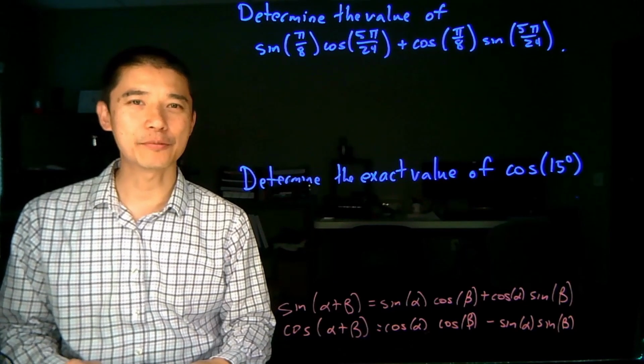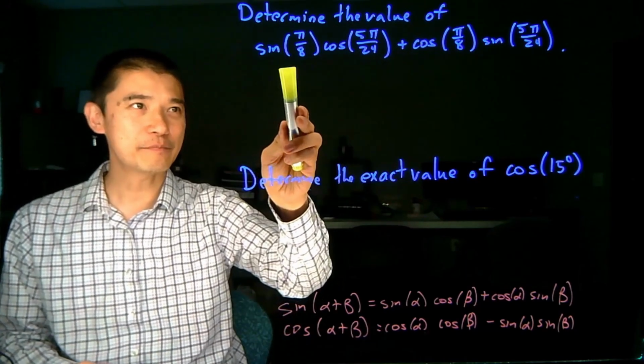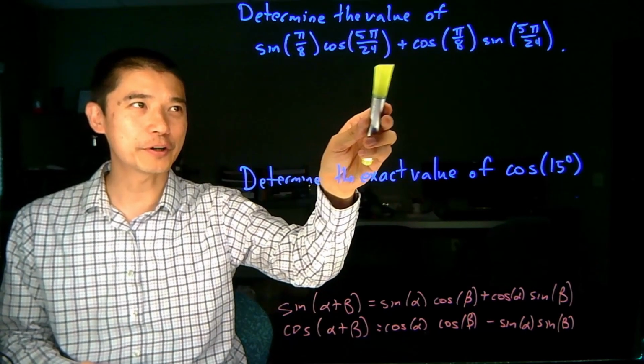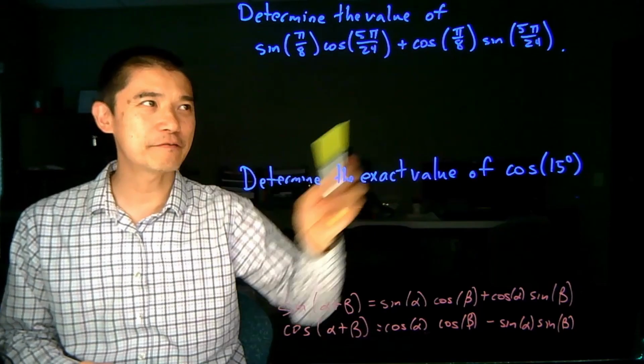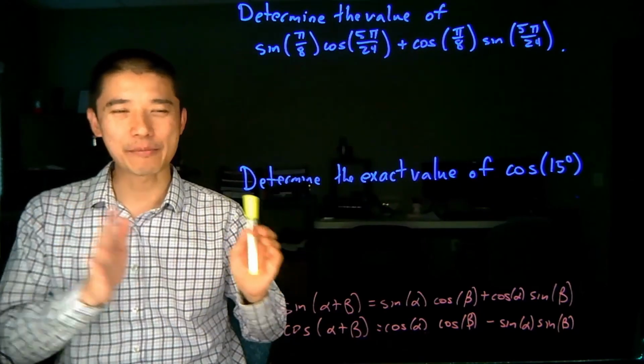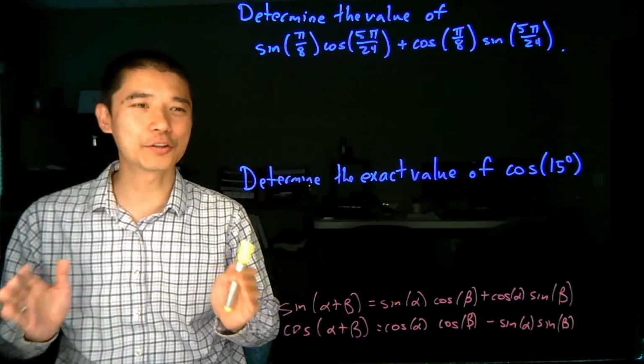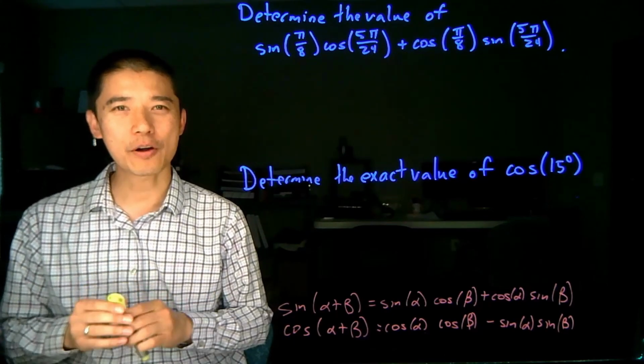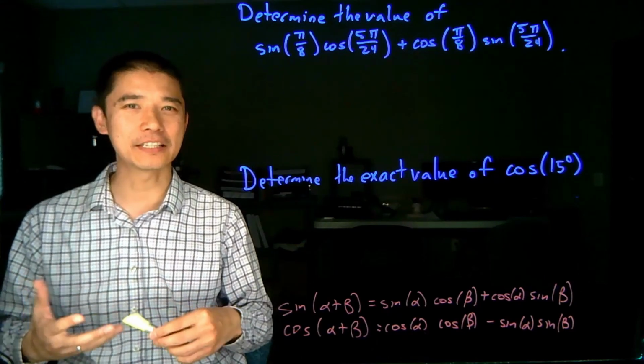Here are a couple examples. Determine the value of sine of pi over 8 cosine of 5 pi over 24 plus cosine of pi over 8 sine of 5 pi over 24. Now, immediately, what comes to mind is grab a calculator and plug it in. And that's not the goal of these problems. The goal of these problems is to help you practice recognizing these formulas.